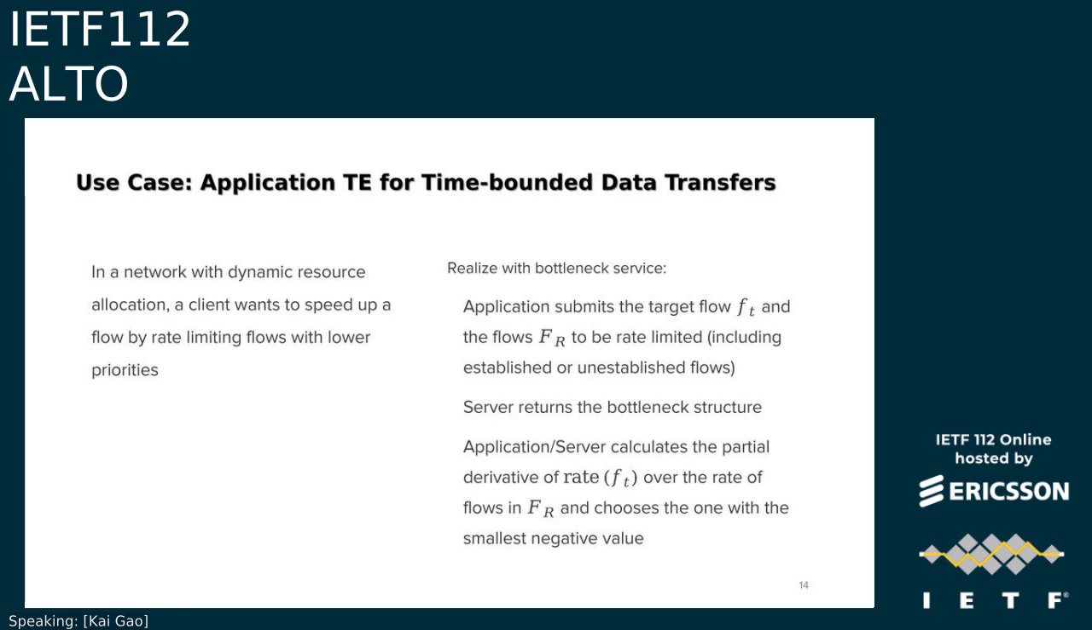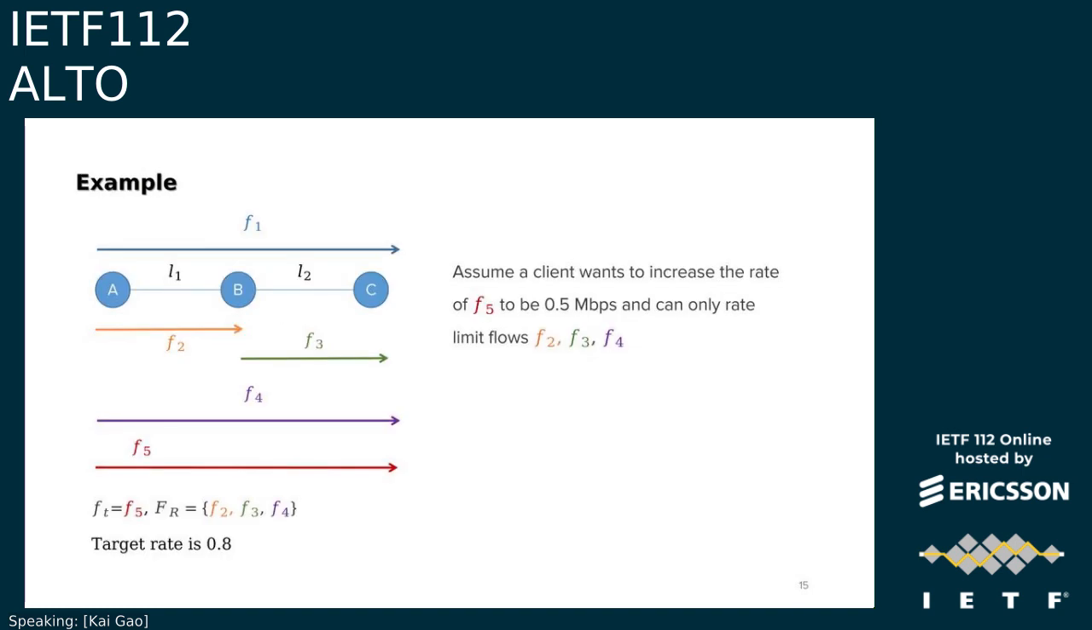And another use case is, for example, in the G2 paper, they describe the case where you want to speed up a certain flow, but you can only rate limit some flows with lower priority. To be able to solve this kind of problem, it can also use the bottleneck service. So next slide, please. And for example, assume that the application wants to optimize the rate of F5 to be 0.8, and it can only rate limit flows F2, F3, and F4. And then it can, for example, query the server and get the response as the next page.